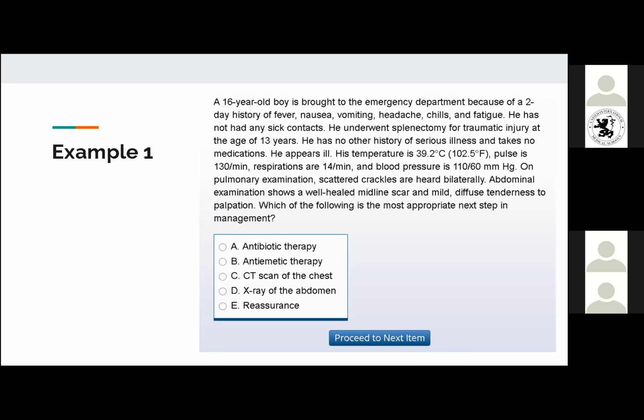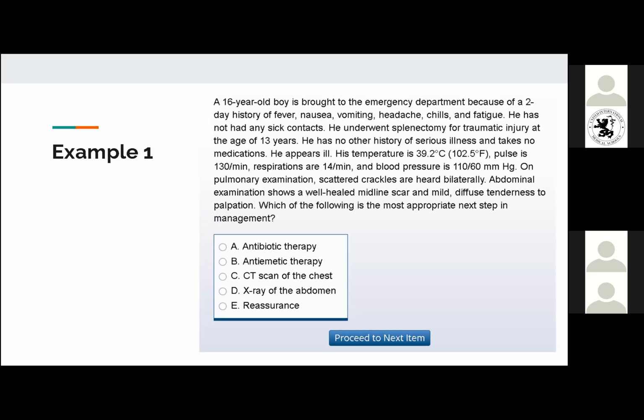So this is an example of a question. Let's just go through it together. The questions on USMLE Step 2 CK tend to be a bit longer, and a lot of them have laboratory findings, which I didn't include here. This question doesn't have laboratory findings, but a lot of questions on Step 2 CK do, so they're generally longer questions.